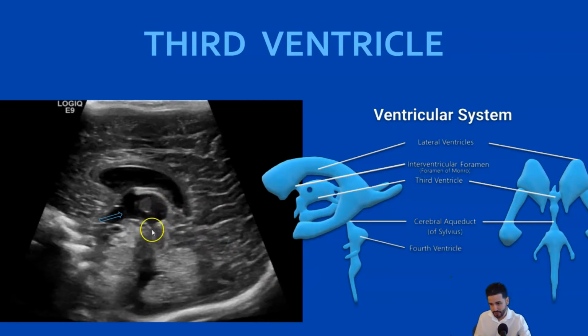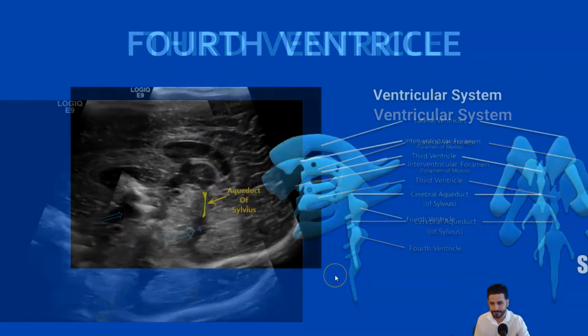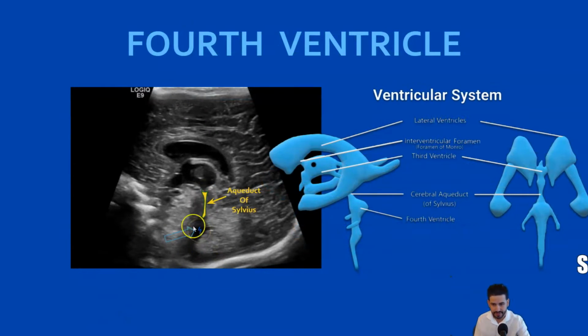And then from here, you have the cerebral aqueduct, or the aqueduct of Sylvius, which goes into the fourth ventricle, then the posterior fossa, and then into the spinal cord. So that's the aqueduct of Sylvius, and the fourth ventricle, which is always triangular shaped and anterior to the cerebellum, midline of the cerebellum, which would be the vermis.